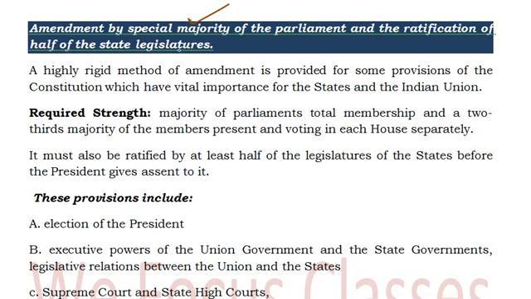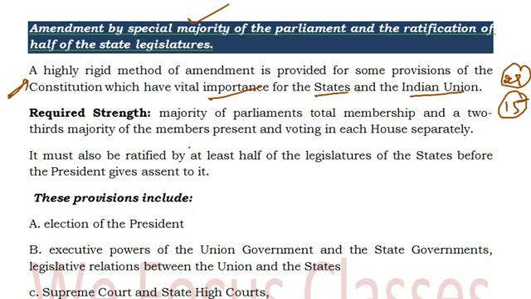Here clearly half of the, let us say in India there are 29 states. So now 15 states should accept and ratify whatever bill was passed by the parliament. So under this provision of amendment, this is a very highly rigid method. The procedure is very long, so we say that it's a highly rigid method, and this has vital importance for the relations of the states and the Indian Union. So we know that Schedule 7 talks about a list of subjects which are related to the union, to the states, and to the concurrent list.